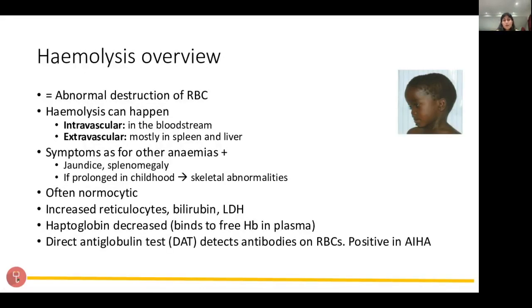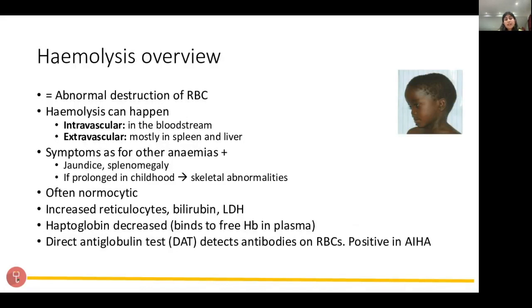The main symptoms to watch out for with hemolysis are jaundice, the reason being when your red blood cells break down, you get a release of lots of bilirubin as a breakdown product, and that then basically causes jaundice. Splenomegaly happens because when your red blood cells are being destroyed, they will basically sequester in the spleen in order to then be removed from your system.